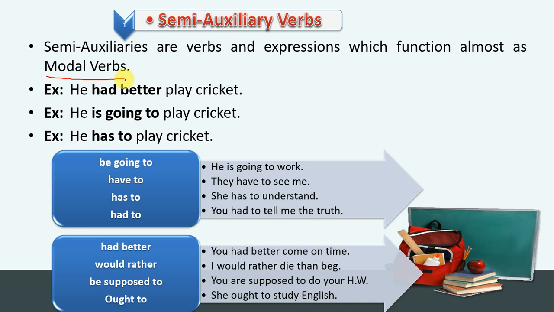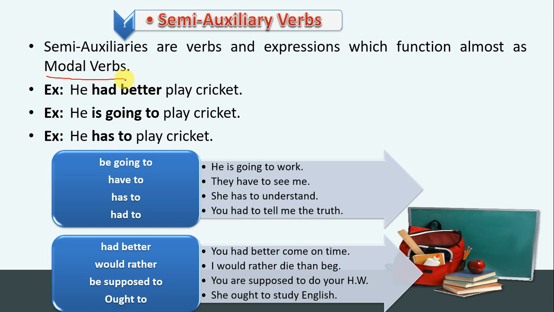Inshallah, we will study when we are studying tenses. Be going to will be used there. Just remember here that be going to is used in simple future tense. He is going to work. Have to, has to, and had to. Have to and has to are used in simple present tense. They show obligation. For example, they have to see me, right? Have to and has to both show obligation.